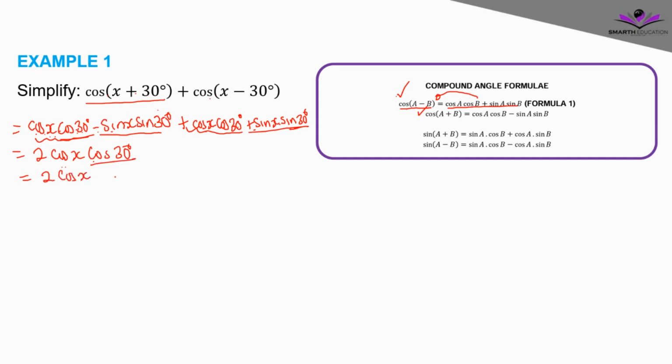Then please take note, we have this one. It's a special angle, so it reduces to root 3 over 2. So this is like 2 times root 3 over 2 cos x. 2 divided by 2 is 1. So we get root 3 cos x. Okay, that's the first one.